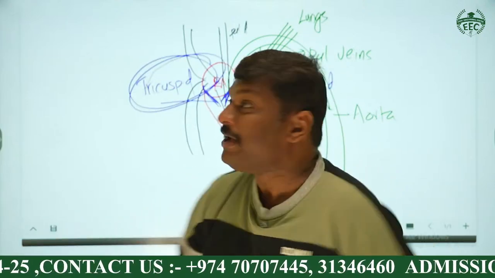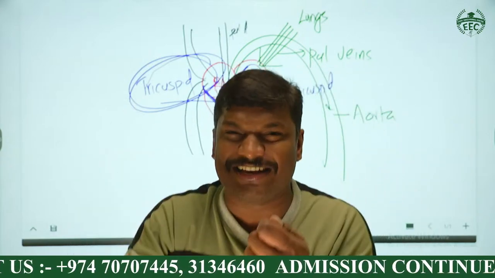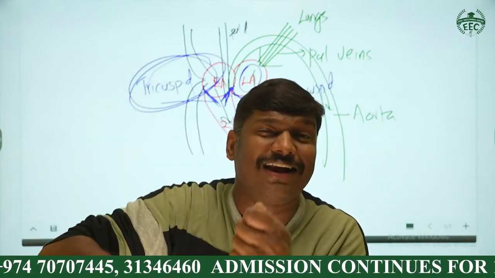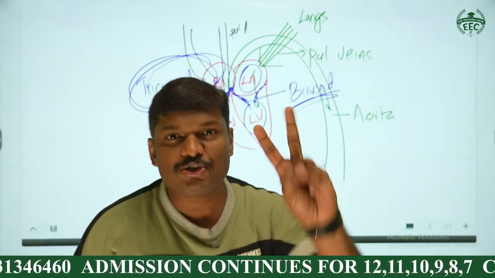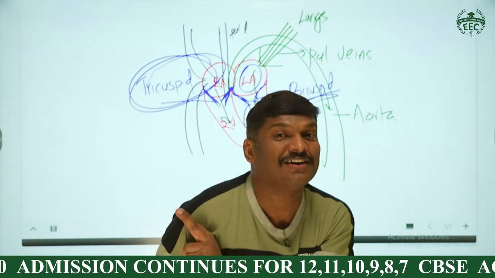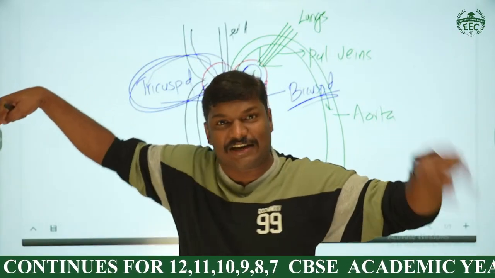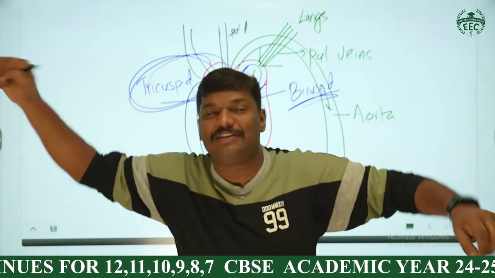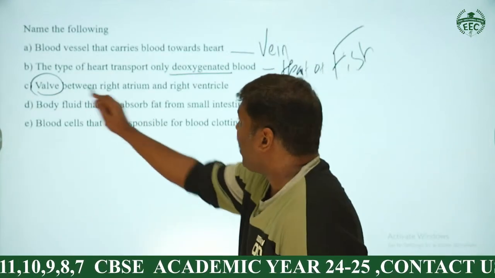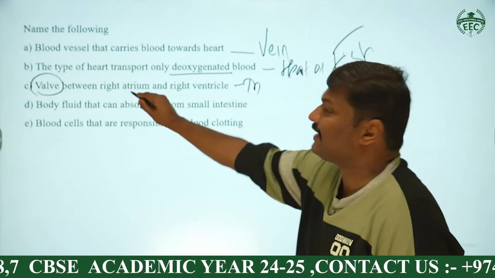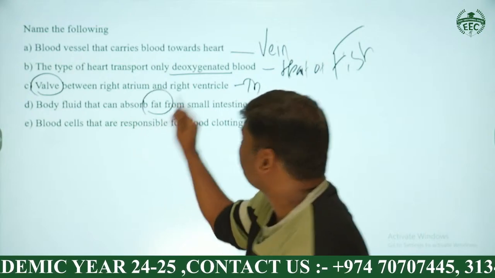And for tomorrow's exam, there may be a chance for the question: what is the valve between the left atrium and left ventricle? That is what we call bicuspid. So you should be familiarized with the two types of valves present in the heart. One is called bicuspid, the other one is called tricuspid. Bi in the left side, tri in the right side. Bi, tri, left, right. I think it is clear. Okay, moving into the next one. So the valve between the right atrium and right ventricle is tricuspid.